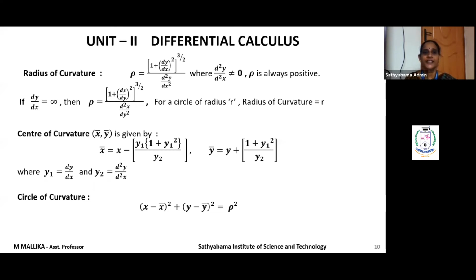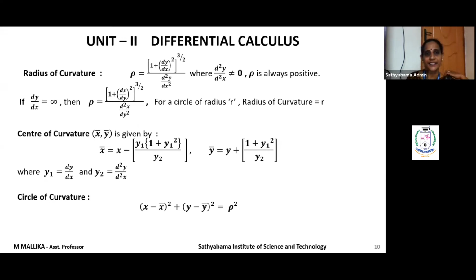The radius of curvature formula is again very simple, which is denoted by rho, and it is defined as 1 plus dy by dx square, the whole power 3 by 2, divided by d square y by dx square. Any formula is valid only if the denominator is non-zero, and therefore we insist that the denominator is non-zero. And rho is always positive. Suppose you get a negative answer, no need to worry. You consider the modulus value and give the answer as positive.